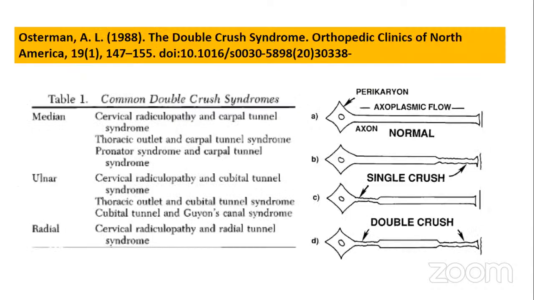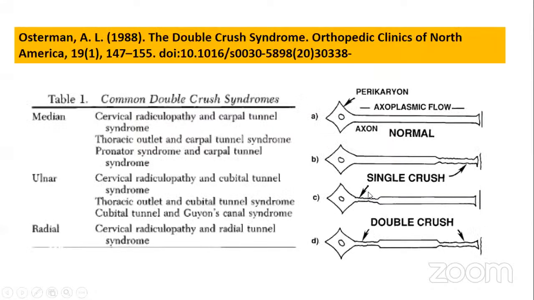So the next component where all of us get confused is the double crush syndrome. Even though it was described in 1973, Osterman gave these very classic combinations. The commonest is the median nerve. If you take carpal tunnel syndrome, it's cervical radiculopathy with carpal tunnel, or thoracic outlet with carpal tunnel, or pronator with carpal tunnel. Those are the first three I showed. These are the classical ones we need to remember for a double crush syndrome. So you have a crush at one point, and another at a different point, and that becomes a double crush.